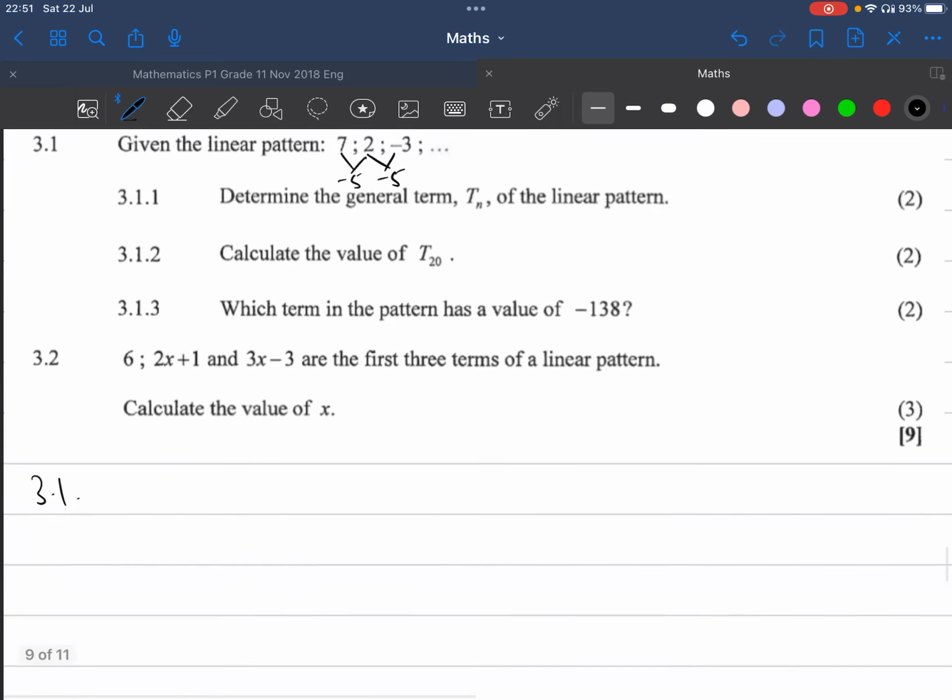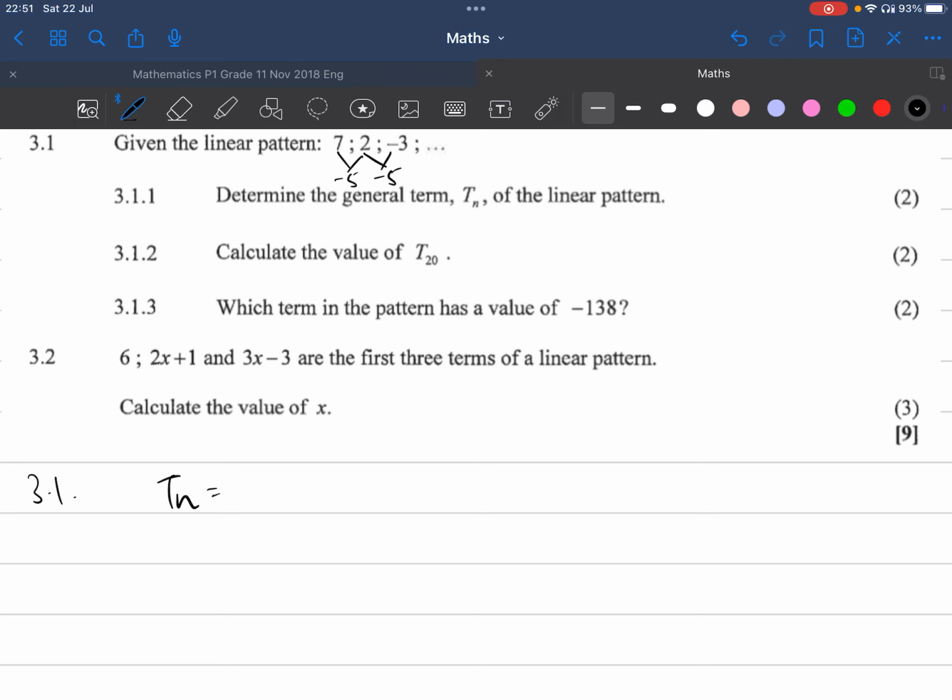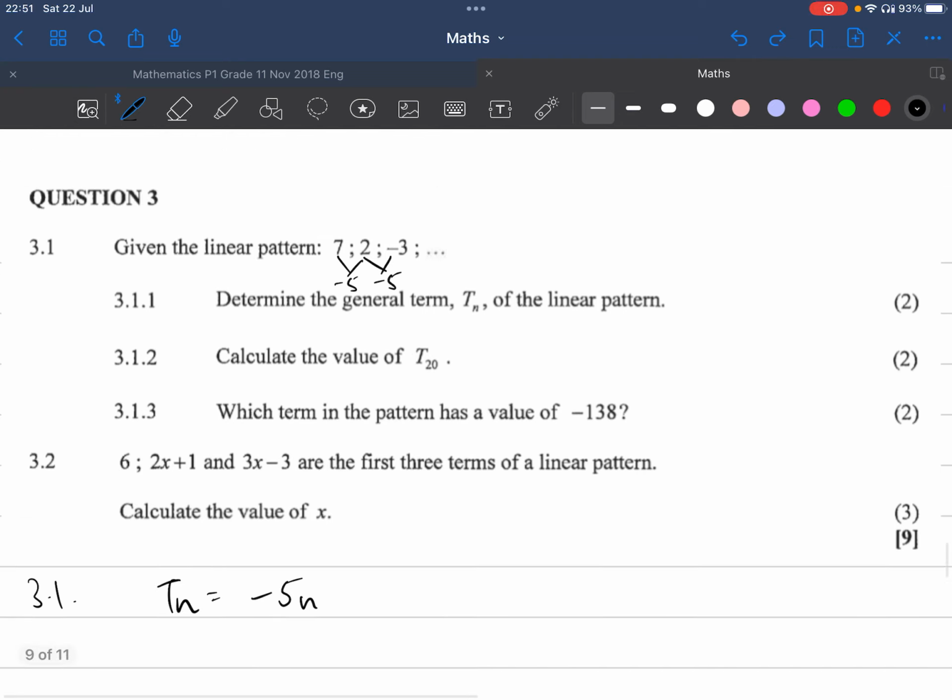Okay, so Tn is equal to, and then you write down the common difference times n, and then you see what the constant value is going to be. Okay, so let's test it. So minus 5 times 1 is obviously minus 5. So to get from minus 5 to 7, I have to plus 12.